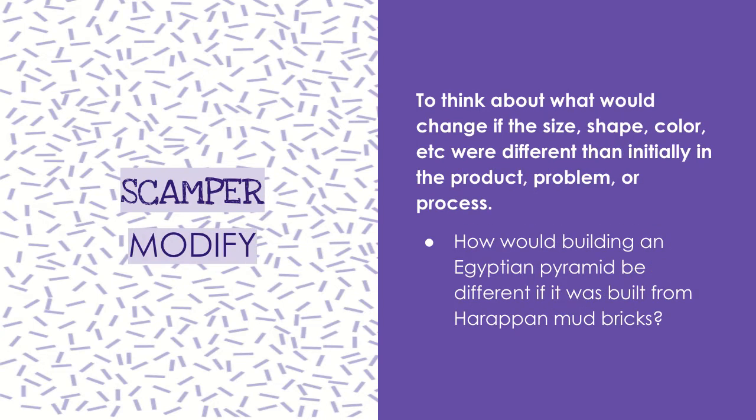Modify is to think about what would change if the size, shape, color, or any other aspect were different than initially in the product, problem, or process, such as how would building the Egyptian pyramid be different if it was built from Harappan mud bricks?